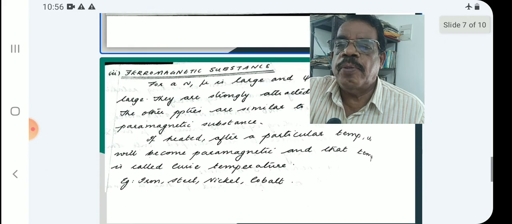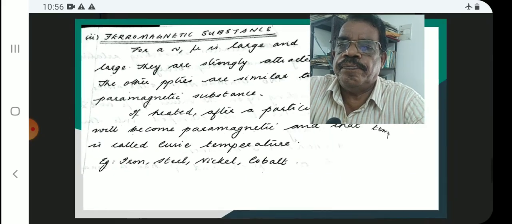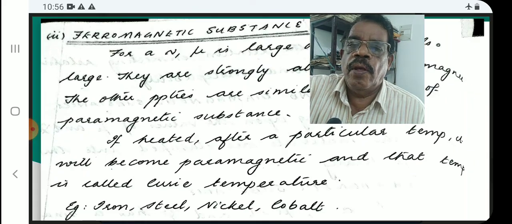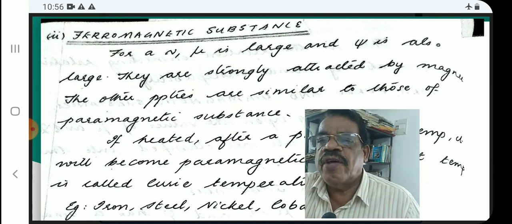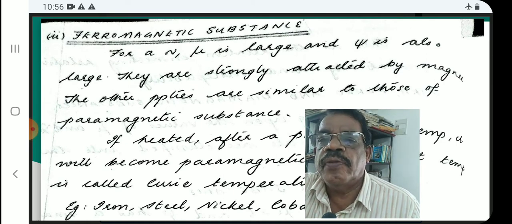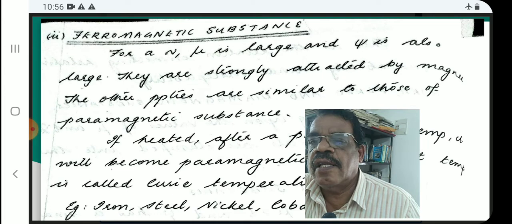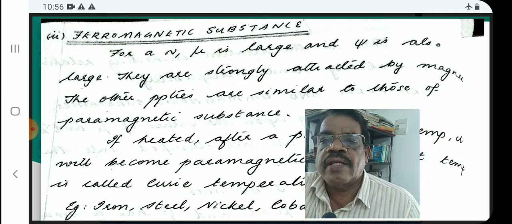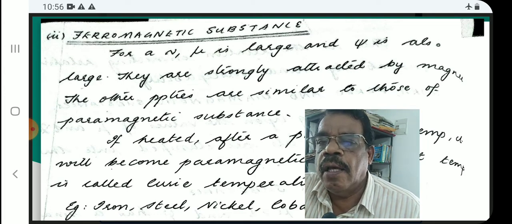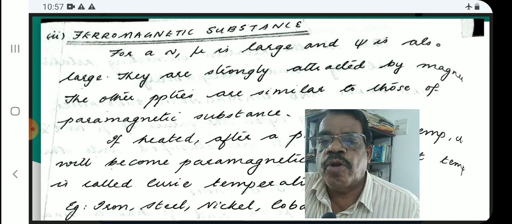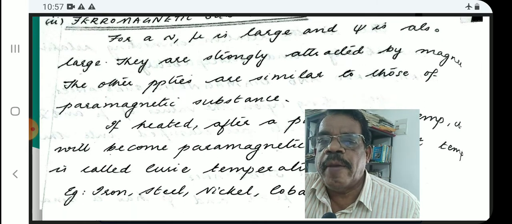Now comes the ferromagnetic substance. For a ferromagnetic substance, mu is large and psi is large. They are very strongly attracted by magnets. The other properties are similar to those of paramagnetic substance.